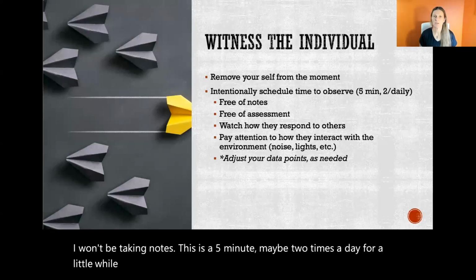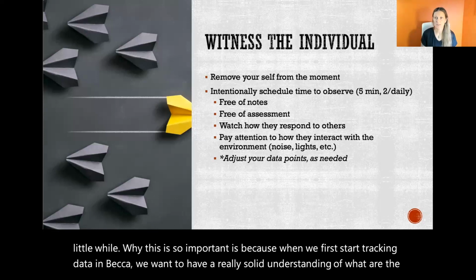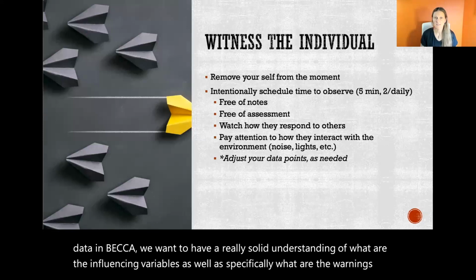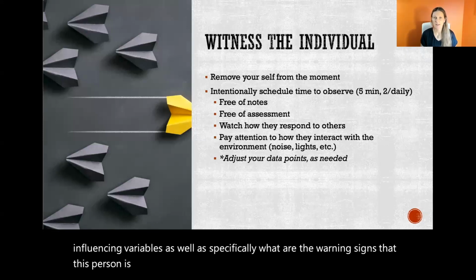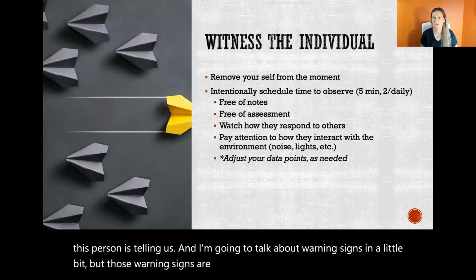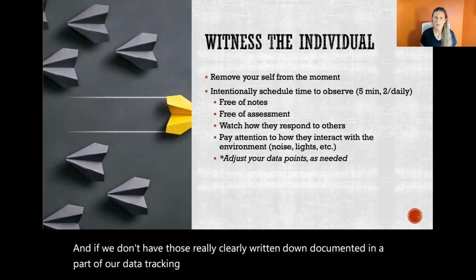Why this is so important is because when we first start tracking data in BEHCA, we want to have a really solid understanding of what are the influencing variables, as well as specifically what are the warning signs that this person is telling us. And I'm going to talk about warning signs in a little bit, but those warning signs are kind of our golden information. And if we don't have those really clearly written down, documented, and a part of our data tracking, we are probably not going to be very successful with our interventions.